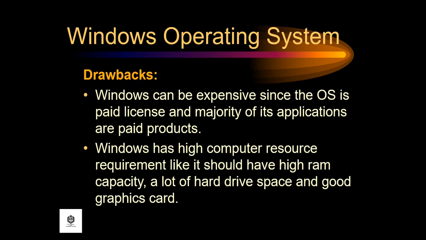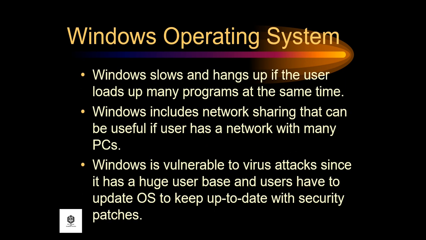The drawbacks of Windows operating system are: Windows can be expensive since the OS is paid license and majority of its applications are paid products. Windows has high computer resource requirement, like it should have high RAM capacity, a lot of hard drive space, and good graphics card. Windows is slow and hangs up if the user loads up many programs at the same time.